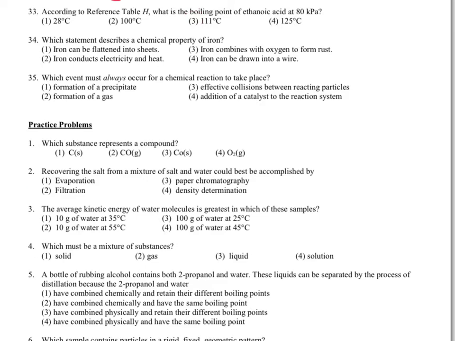Now, question number 34 asks for a chemical property. Chemical properties describe how things react. So iron reacting with oxygen to form rust describes how a reaction would take place.